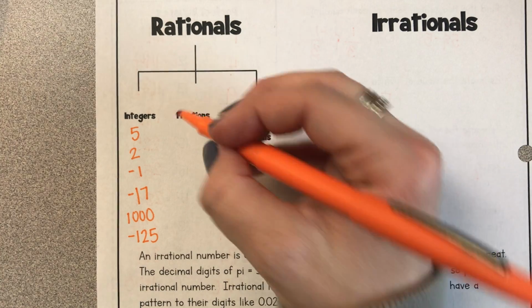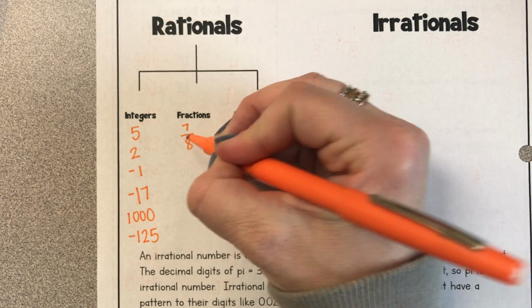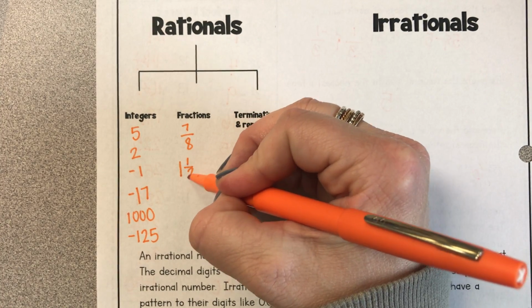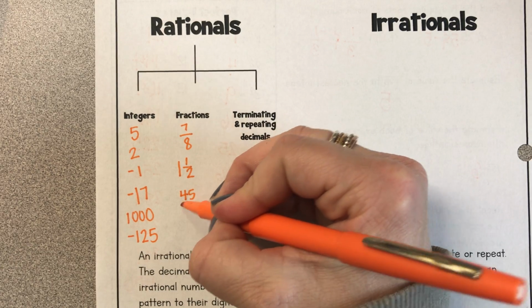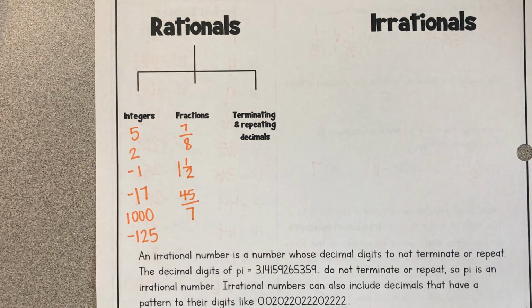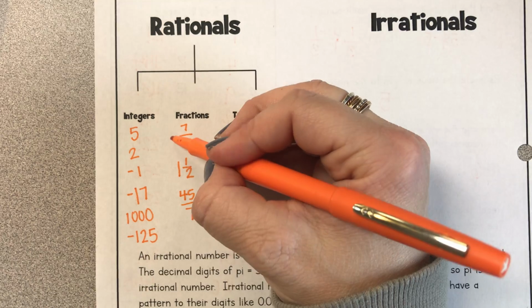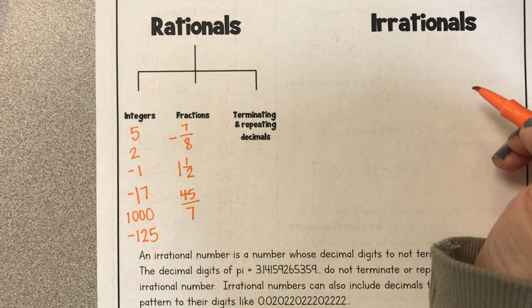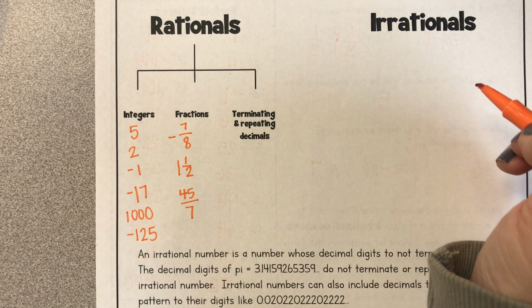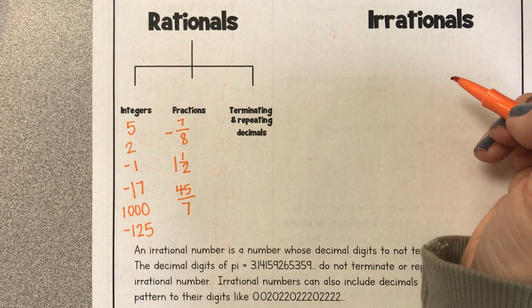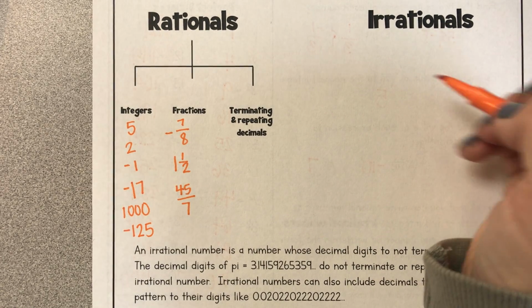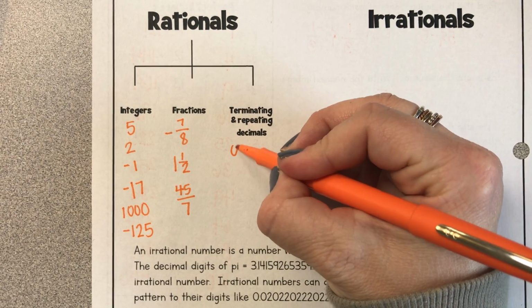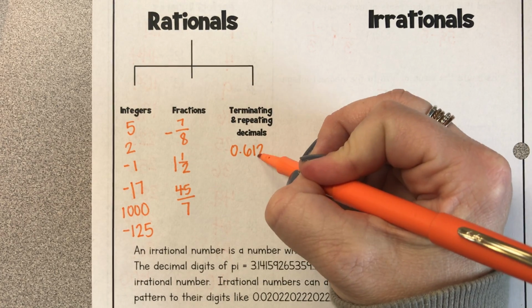Then we could have fractions. So 7 over 8, 1 1/2, 45 over 7. Anything that we could write as a fraction, even if they're negative, is a rational number. Then we can have what are called terminating or repeating decimals. A terminating decimal is something like 0.612.